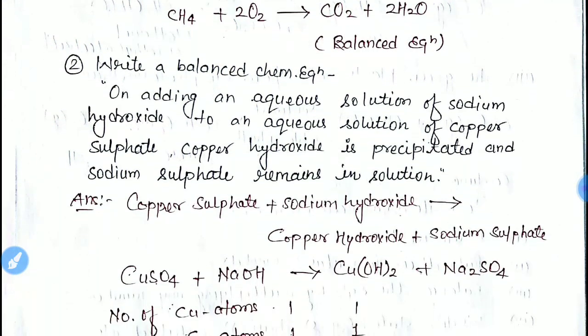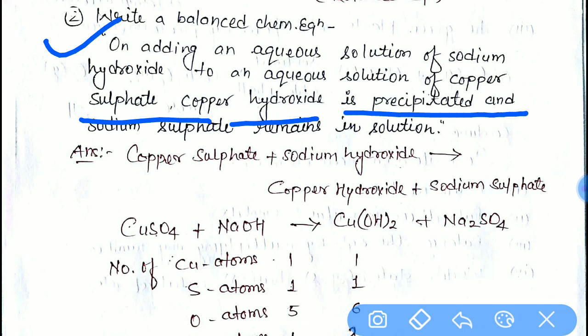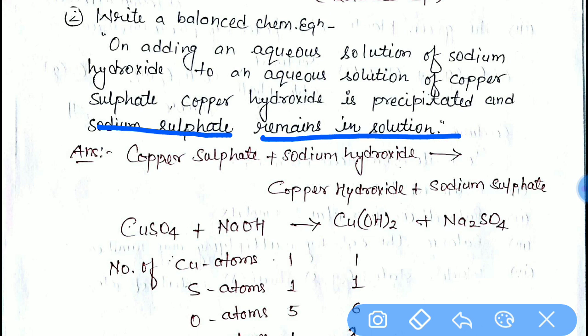Okay, now read the second example. Second question. On adding an aqueous solution of sodium hydroxide to an aqueous solution of copper sulfate, copper hydroxide is precipitated, and sodium sulfate remains in the solution. Actually what is given here is that copper sulfate reacts with sodium hydroxide and produces copper hydroxide and sodium sulfate.